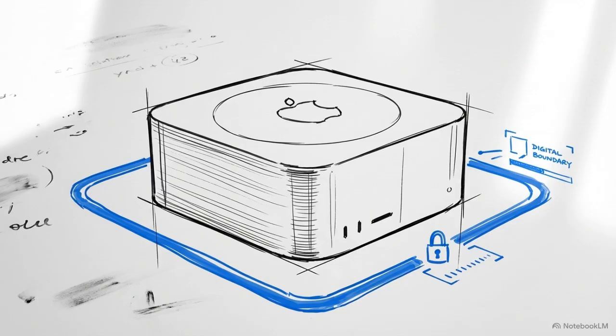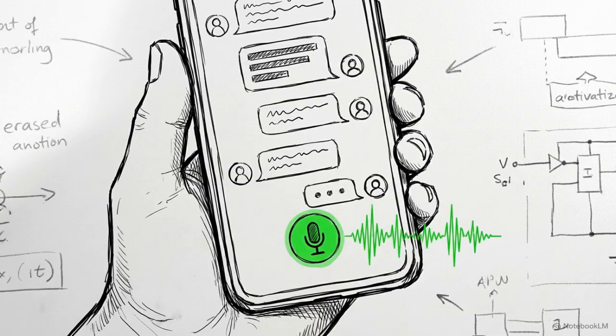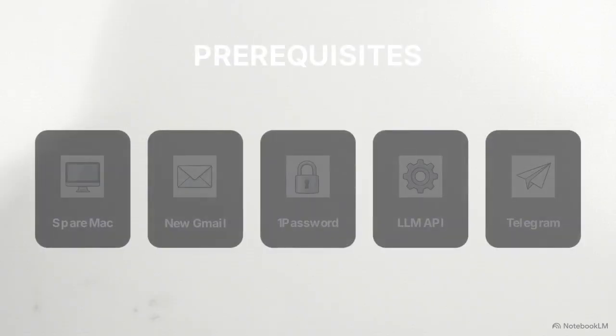Today, we are going to build a secure, custom OpenClaw agent on a dedicated machine. By the end, you will be able to manage this agent entirely through voice commands on your phone. This is your hardware and software checklist.